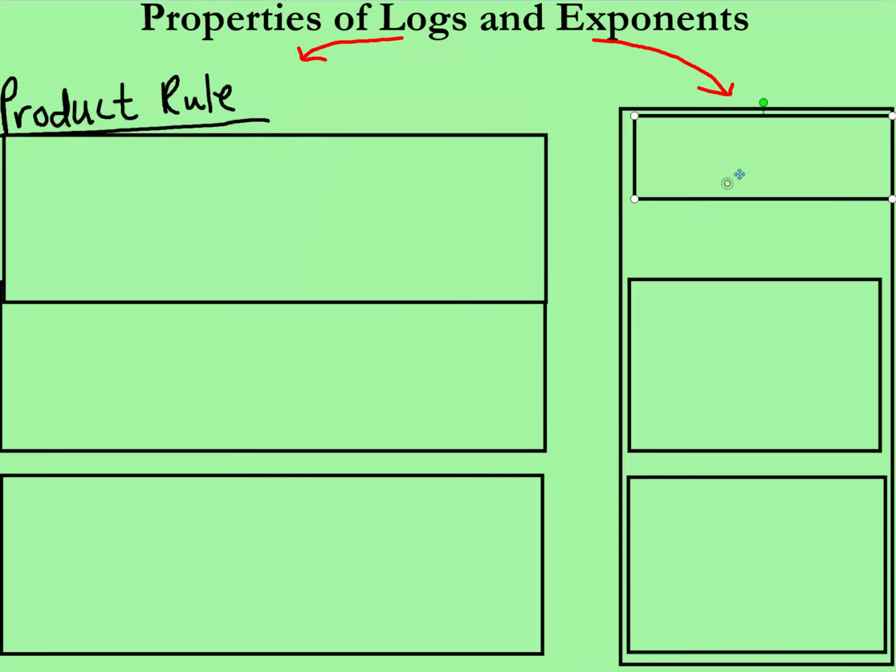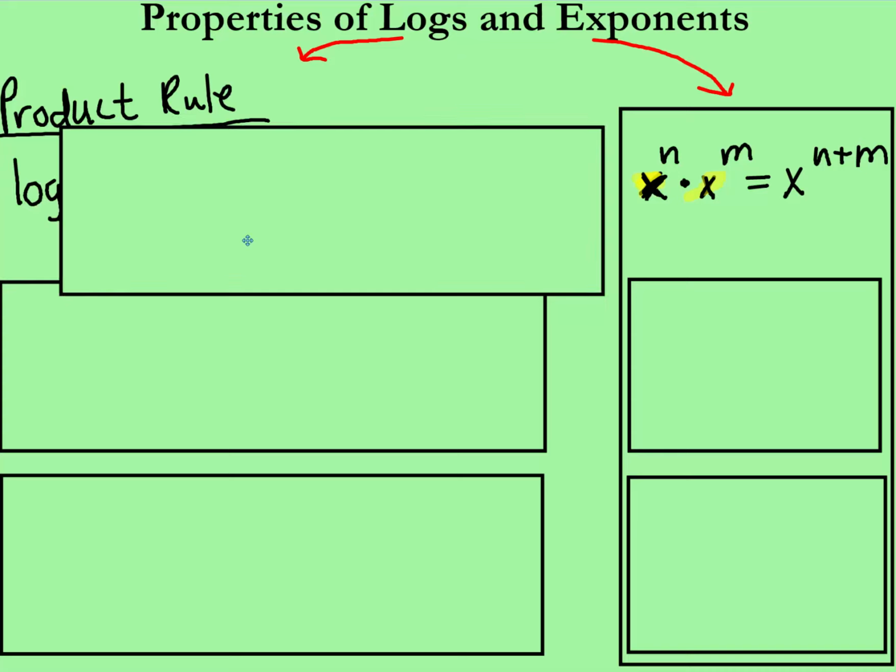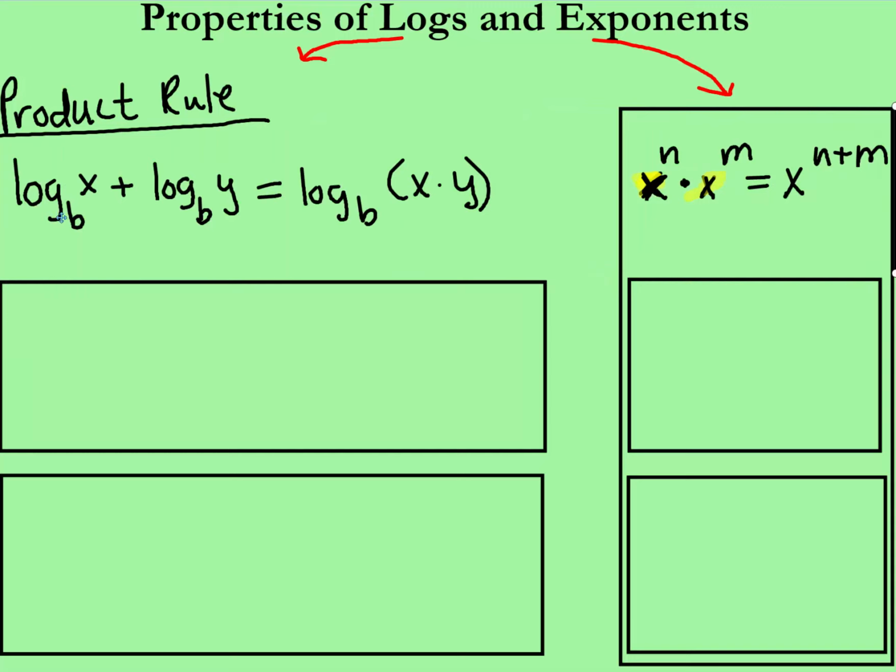rule. Well, remember in the laws of exponents, when you multiply powers of the same base, notice both of the bases there are x. When you multiply powers of the same base, you add the exponents. Well, look what happens when you have logarithms. So what we have is log base b of x plus log base b of y, and it is equal to log base b of x times y. The x and the y get multiplied and it becomes one logarithm.